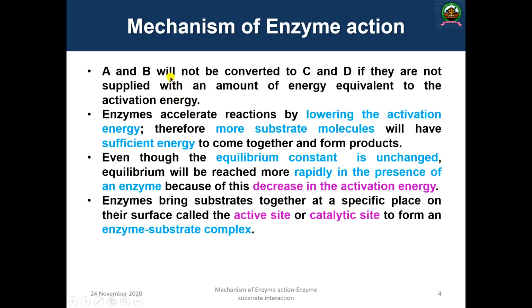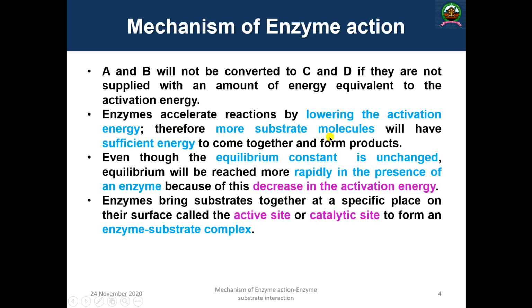So always this A and B will interact and convert to C and D if they have an equal amount of energy, the energy equivalent to the activation energy. Only then will this process happen. The enzyme accelerates the reaction by lowering the activation energy.